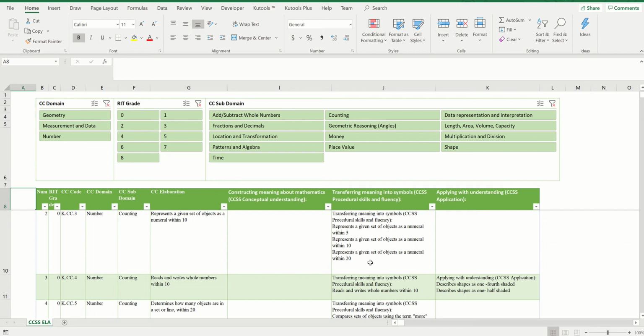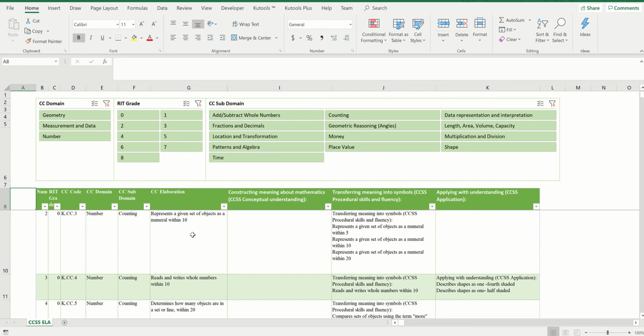That moves towards transferring meaning to symbols, what Common Core talks about as procedural skill and fluency. And then moving towards an application of those skills, what IB calls application with conceptual understanding. The idea is that you know how to use those tools, those skills, when faced with a problem. Obviously, this moves from left to right in order of difficulty.